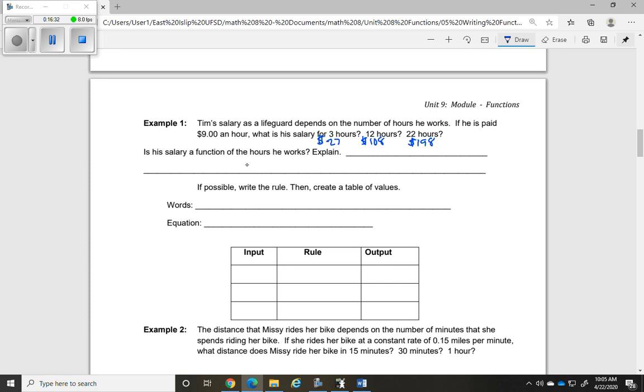The reason why it is a function of the hours he works is because the hours are your input. His salary changes depending on how many hours he works. But of course it's a function, right? For a certain amount of hours he works, he is going to get out one salary. He's not going to have a choice of salaries. So yes, because each input only has one output. For each number of hours he works, he gets one salary out.